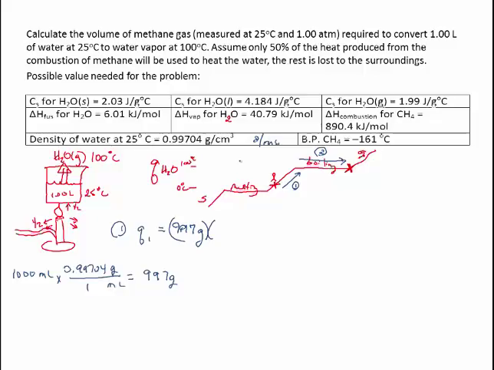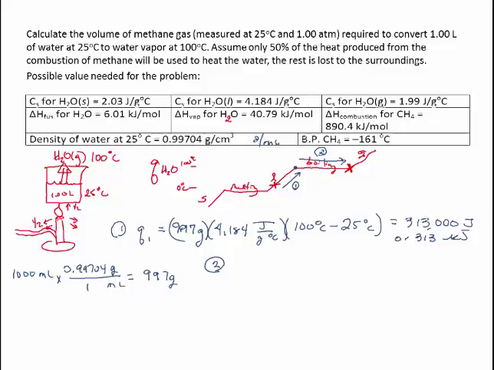Now this is water, so we need the specific heat capacity of water in the liquid state. So that's 4.184 joules per gram degree Celsius. And then we need a change in temperature. So it would be final temperature, which is ending here at 100 degrees Celsius, minus the initial temperature, which is 25 degrees Celsius. This is going to give me 313 kilojoules. Second leg of the journey.